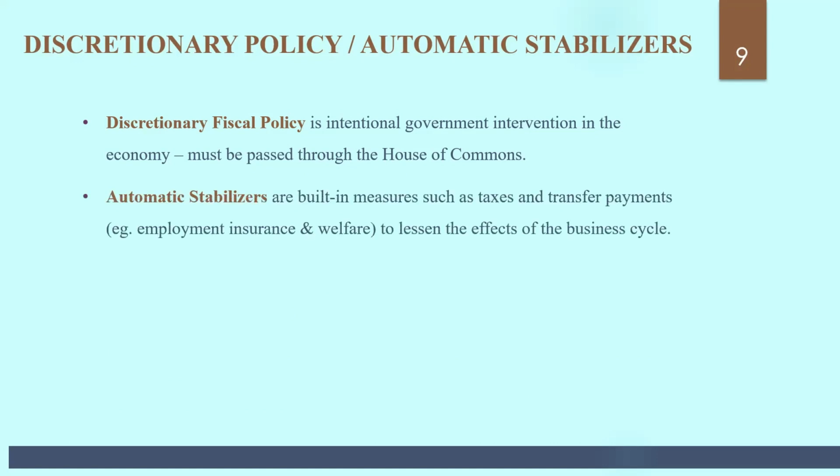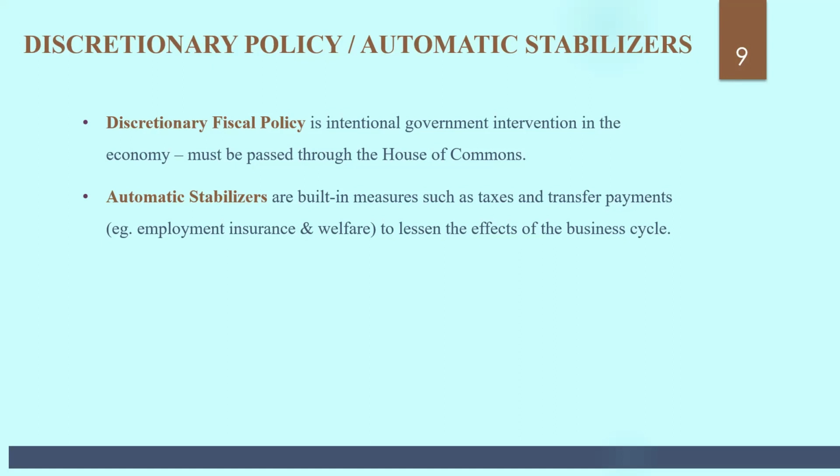Automatic stabilizers are built-in measures such as taxes and transfer payments, employment insurance, and welfare to lessen the effects of the business cycle. So automatic stabilizers jump in right when there's a recession. For example, if you lose your job, you have employment insurance. It'll pay out a certain amount because you're out of work, and you'll use this money to survive while you're looking for another job. And then it runs out when you get another job.